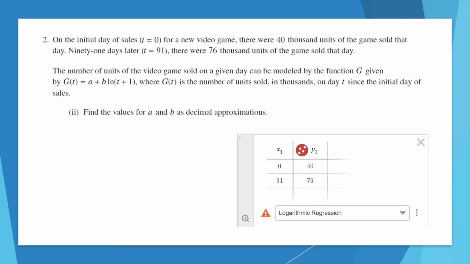All right, number 2, AII. Find the values of a and b as a decimal approximation. So here, when we plug in the points in Desmos, we come across an error. And so why is this the case? Well, if we take a look, the logarithmic regression is in the form of a plus b ln x, or y equals a plus b ln x.